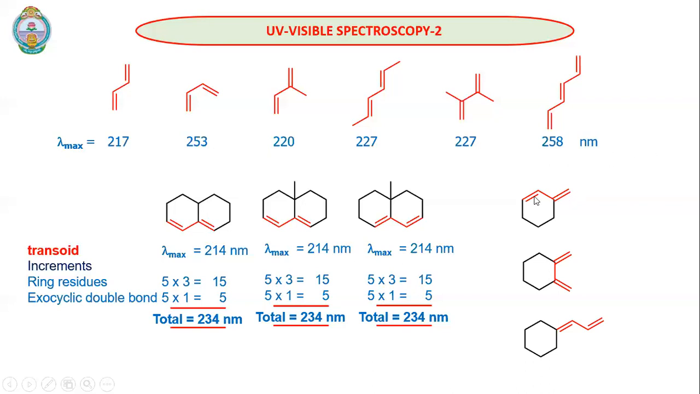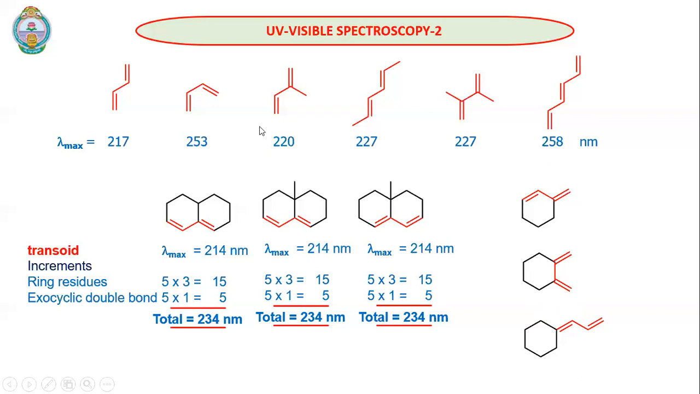Now, you may be tempted to say it is a transoid, it is a cisoid. No, it is an acyclic system. If it has to be transoid, the two double bonds must be part of two rings. But here one double bond is part of the ring, and one double bond is acyclic. Here also the two double bonds are not part of the ring, they are outside the ring. So these systems are not cyclic systems. These must be considered as acyclic systems.